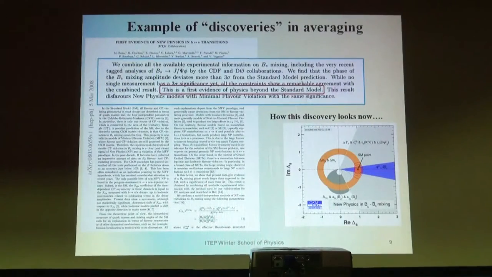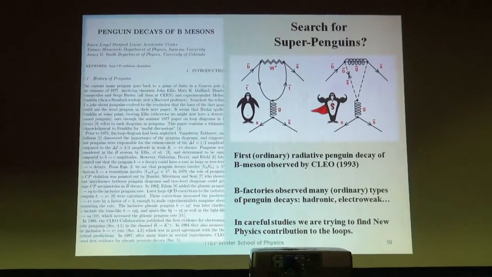So this is one example. It was 5 years ago when the UTfit collaboration just concluded that they have significant evidence for new physics, just using CDF and D0 data on the Bs mixing. And just to illustrate, this 3-sigma discovery that was 5 years ago, it looks now like a very nice agreement between the standard model and experiment. Okay, so let's move to physics.